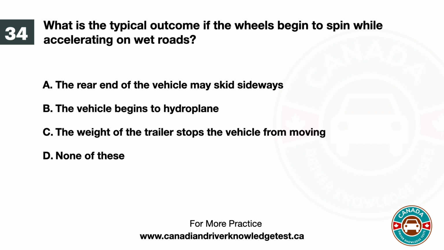Question 34. What is the typical outcome if the wheels begin to spin while accelerating on wet roads? A. The rear end of the vehicle may skid sideways. B. The vehicle begins to hydroplane. C. The weight of the trailer stops the vehicle from moving. D. None of these. The answer is A. The rear end of the vehicle may skid sideways.